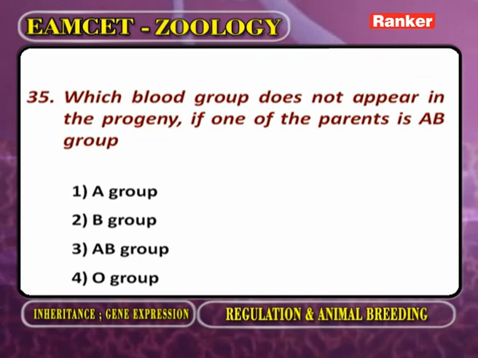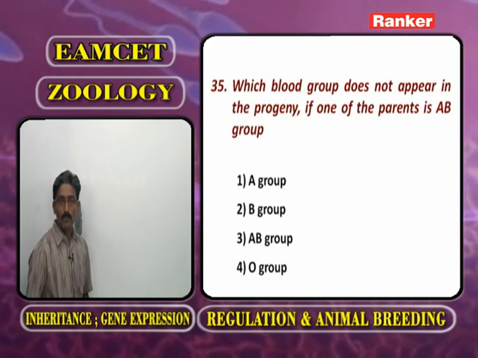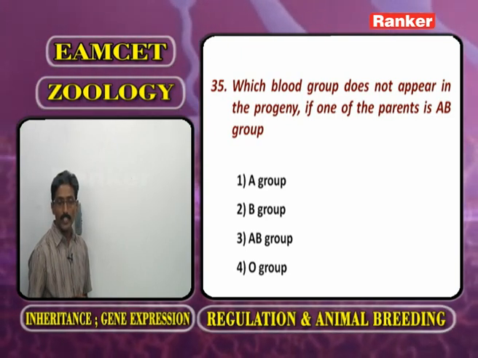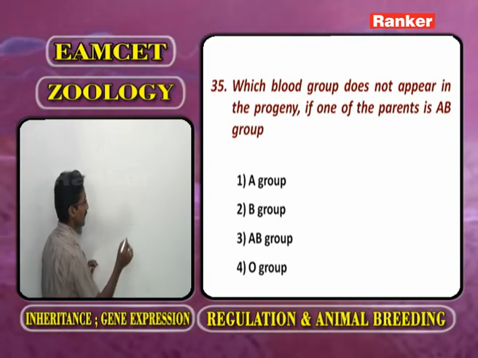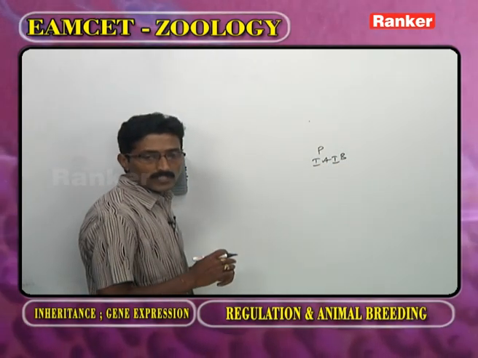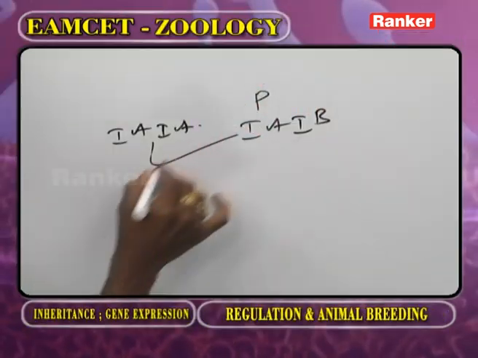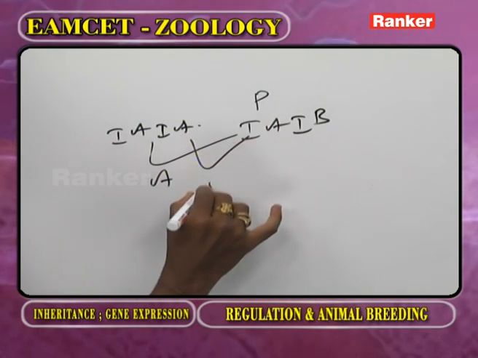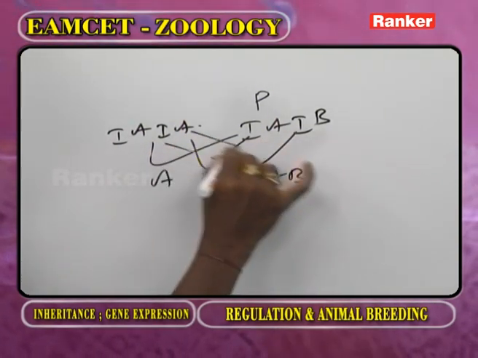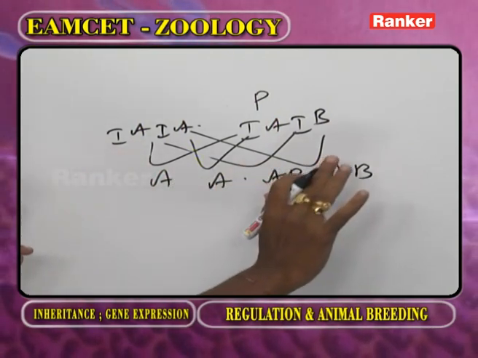Now the next question: which blood group does not appear in the progeny if one of the parents is AB group? Again you observe the question. For example, one parent blood group is AB, IA IB. Now you have to observe the first option, A group, IA IA. If we go for the cross, we are getting A blood group and AB blood group and AB blood group. Now AB crossed with A, we are getting these blood groups.